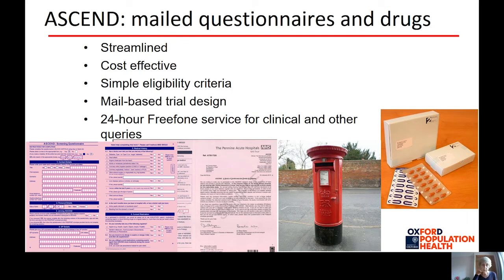So again, very cost effective. We had simple eligibility criteria. We had forms and questionnaires that we sent to the participants for them to complete. And we backed that up with a 24-hour free phone service, which was manned generally by the administrative staff, but there was access to clinical staff if need be. And obviously the drugs and medication were also mailed. You can see here the little white tablets are the aspirin or placebo, and the big orange capsules, the fish oil or placebo.